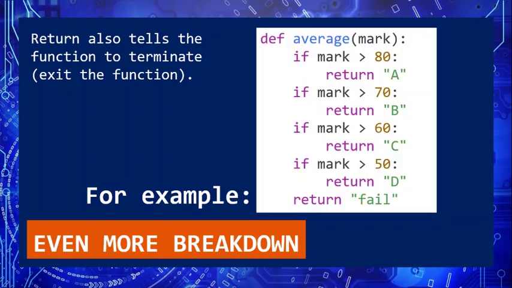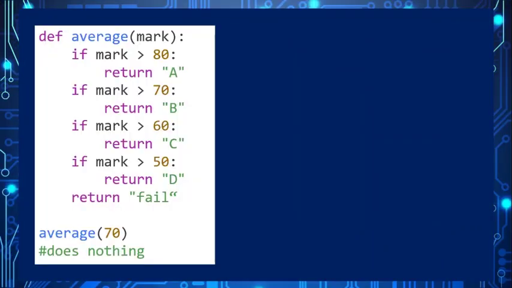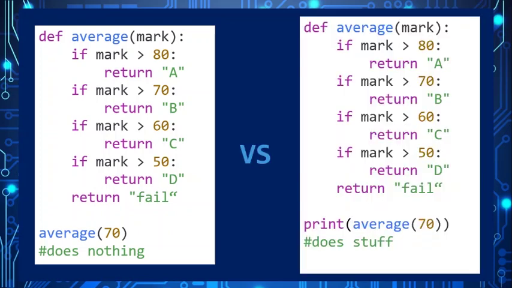If the mark that we passed in was greater than 70, it would stop running at the line return B. If the mark doesn't satisfy any of the if statements, it reaches the line return fail and exits the function. Also, notice that we use return B, not print B. So if you just did average 70, nothing would happen.